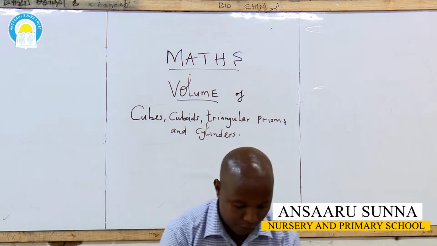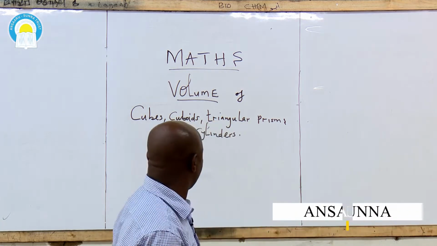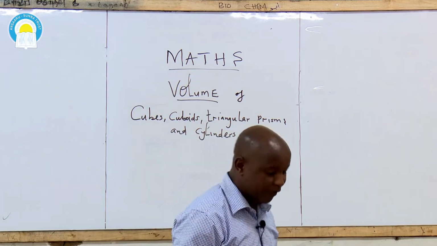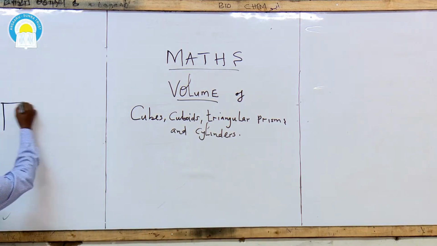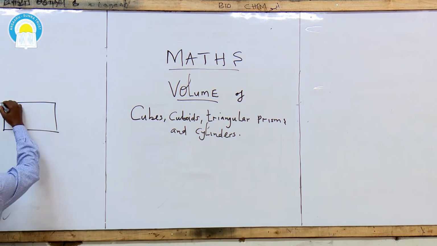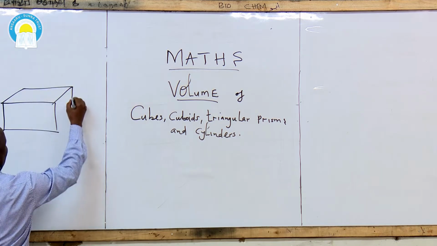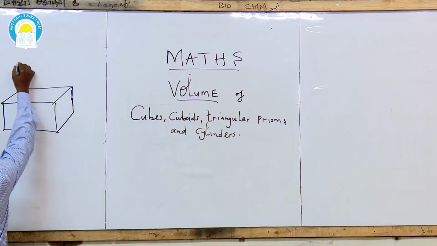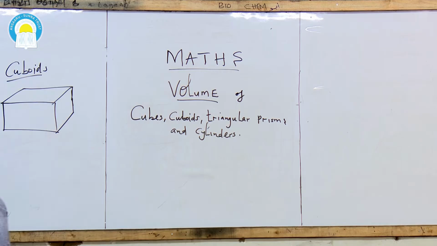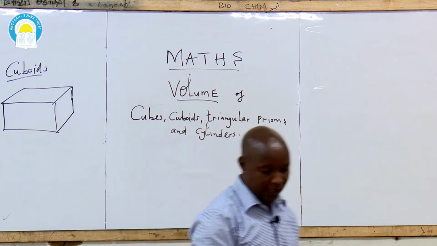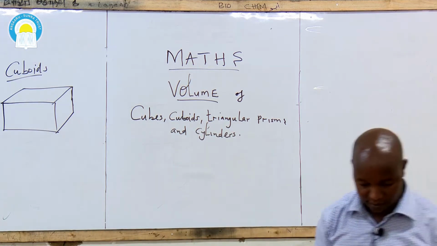We are going to start with the volume of cuboids. A cuboid is just like a box, like this. Yes, this one is an example of a cuboid. We are going to start with cuboids and be very keen. This is a very common question in the exams.